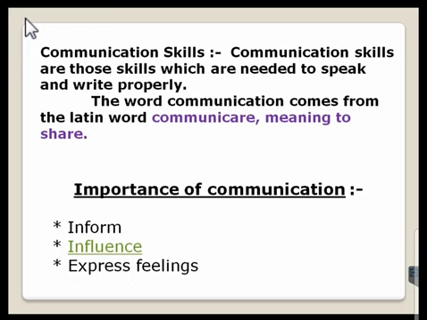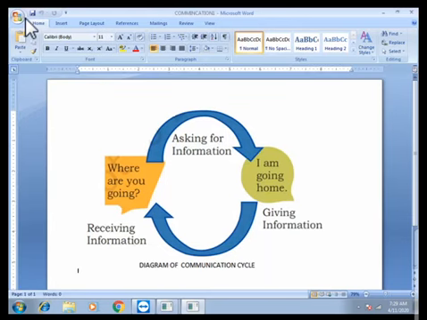Now, the second one is influence. You may be required to influence or change someone in an indirect but usually important way. Like, for example, negotiating with a shopkeeper to reduce the price means helping someone in an indirect way.